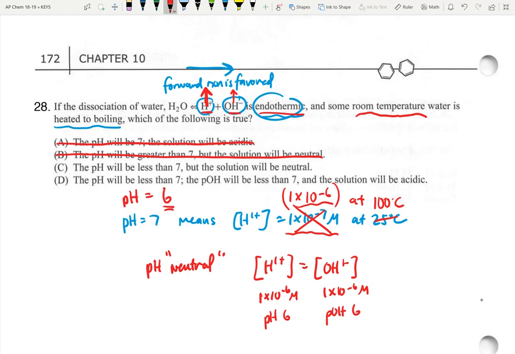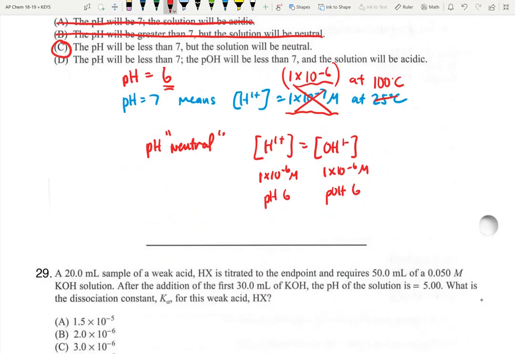So C, pH will be less than 7. Yep, it's about 6 by our kind of goofy estimations. The solution will still be neutral. Yep, it will, because H and OH remain equal to each other. Choice D says the solution will be acidic, right? pOH will be less than 7. That's true, but it won't necessarily be that it's acidic under those conditions. Okay? As long as those two things are still equal, it's not an acid, it's not a base, it's a neutral solution. That's a pretty important idea to be able to pull out, okay, as we're looking at some of these questions, and understanding what neutral means with respect to pH and what it doesn't mean as well.